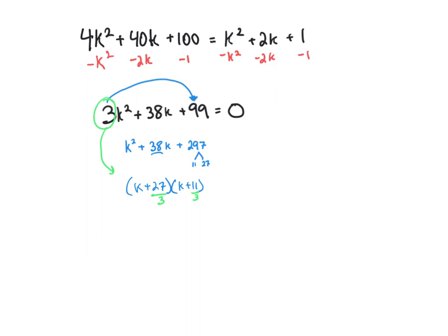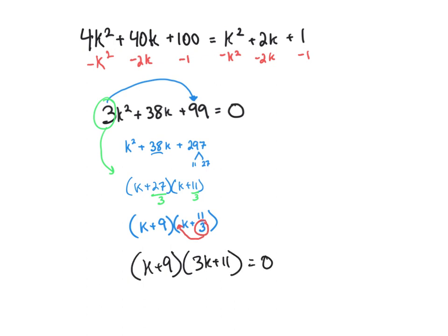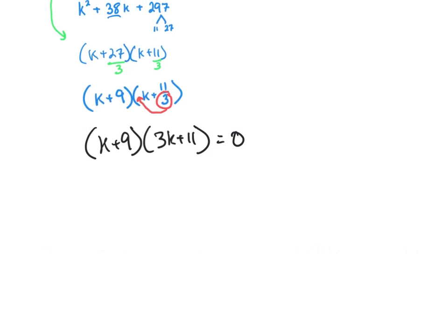So 3k plus, oops, I don't want to do that. Let's clean these up real quick. K plus 27 divided by 3 is k plus 9. K plus 11 over 3. Okay, so anytime that you're left with a fraction, you're going to slide that right in front. So here's what it actually is: k plus 9 times 3k plus 11 equals 0. All right, so now we're at this point. Same rules always apply. If this group equals 0, then the whole thing equals 0.